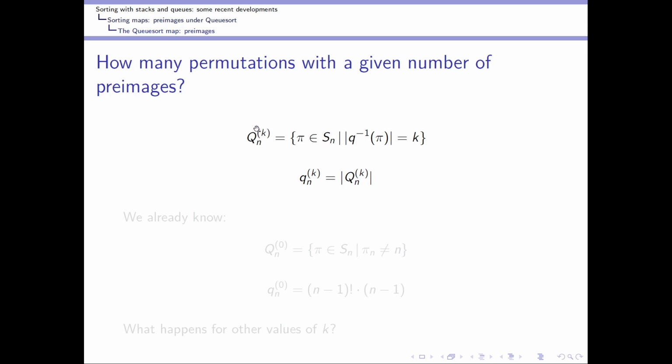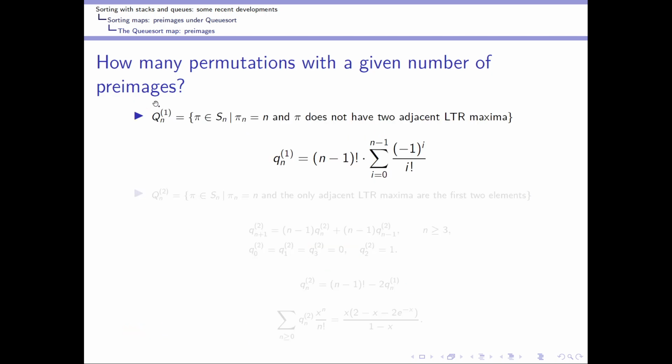We are interested both in characterizing permutations in the set and enumerating them. Well, we already know that when k is equal to 0, the number of permutations having no preimages is precisely the set of permutations not ending with the maximum, and it is easy to count them. So what happens for other values of k?